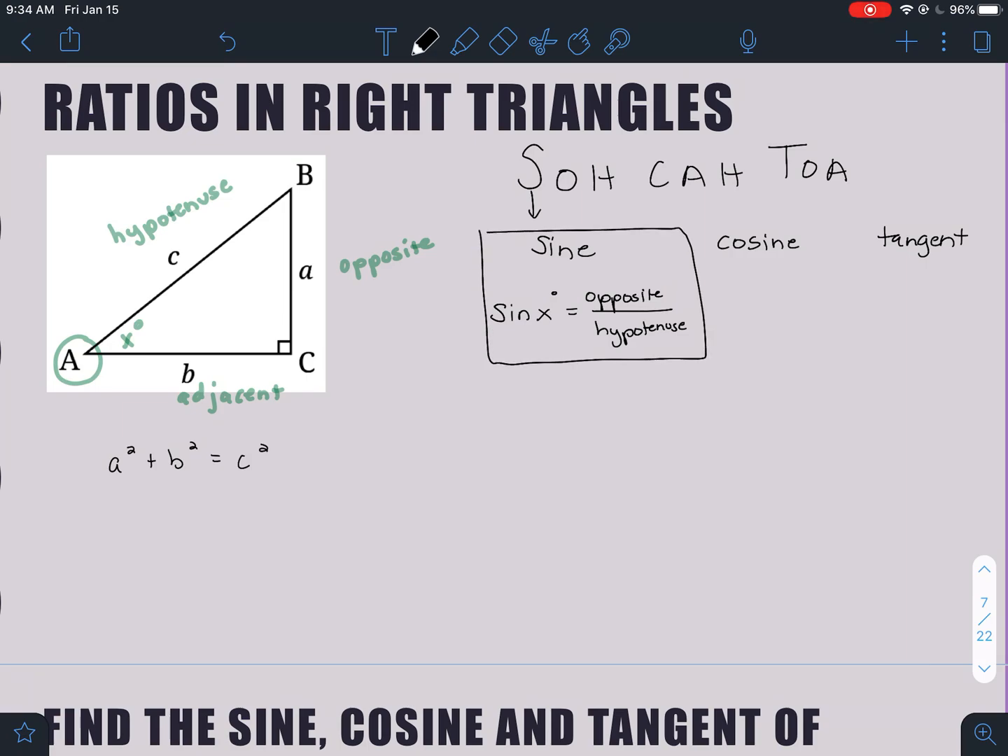The cosine of an angle, we abbreviate COS, but we still read it as cosine. So the cosine of angle X, cosine goes with A and H. So it goes with the adjacent and the hypotenuse. So the cosine of an angle is going to equal the adjacent side divided by the hypotenuse. And that is your ratio for cosine.